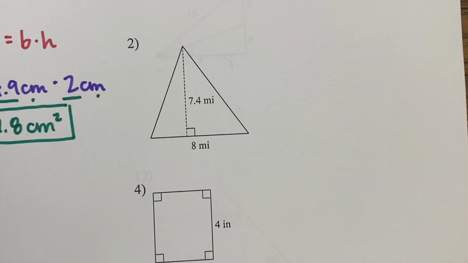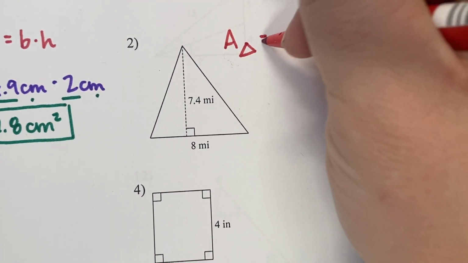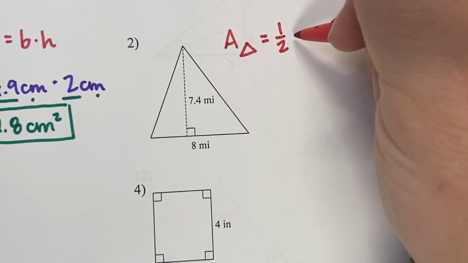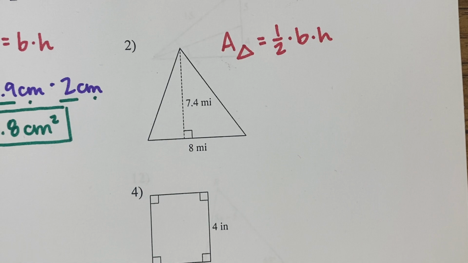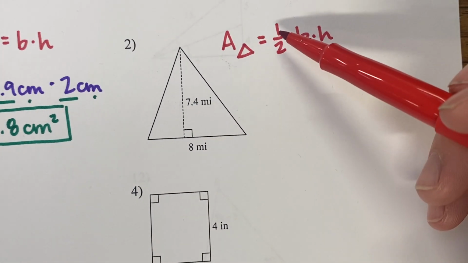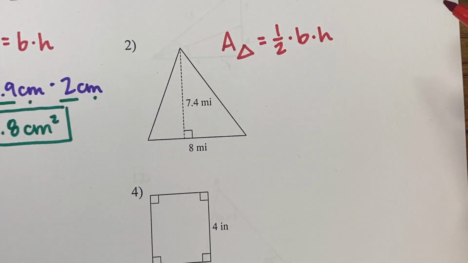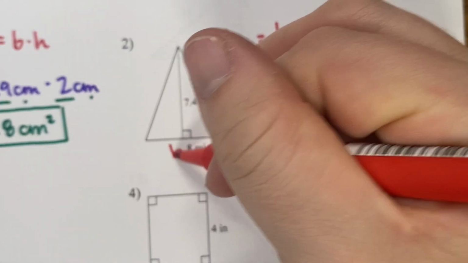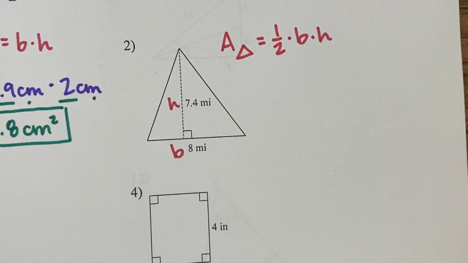Okay, let's look at number 2. We need to find the area of this triangle. Let's remind ourselves that the area formula for a triangle is 1/2 times base times height. Again, we have 1/2, which remember in our calculator is 0.5. Now we just need to identify the base and the height. My base is 8. My height is by that dotted line, which is 7.4.